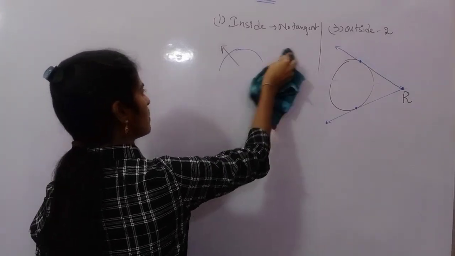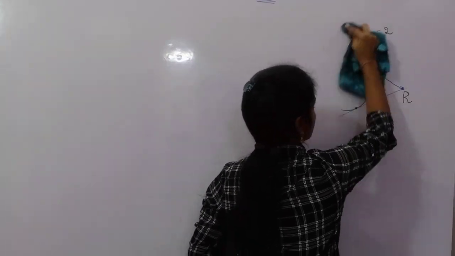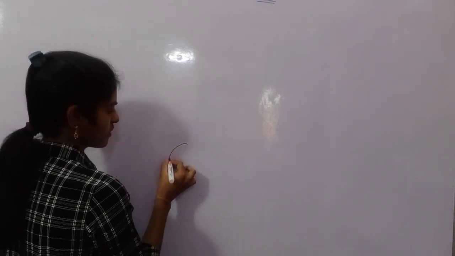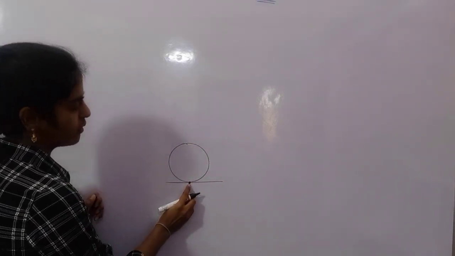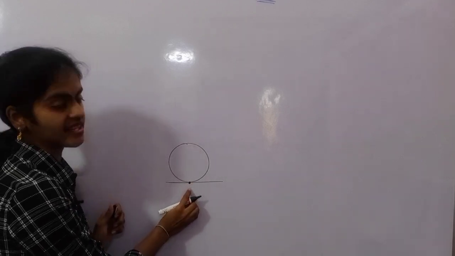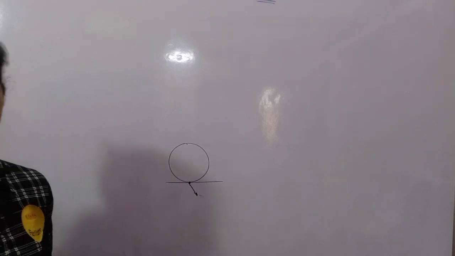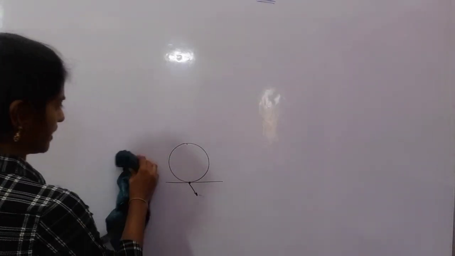Now what is this point of contact? I did not tell you what the point of contact is. Point of contact is nothing but the point on the circle from where you are drawing your tangent. Suppose this is my circle, and I am drawing my tangent from this point. This is called the point of contact or point of tangency. So now let's discuss theorem 9.1.